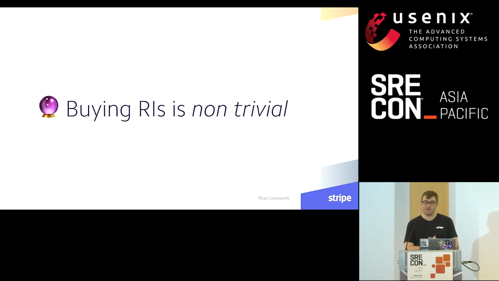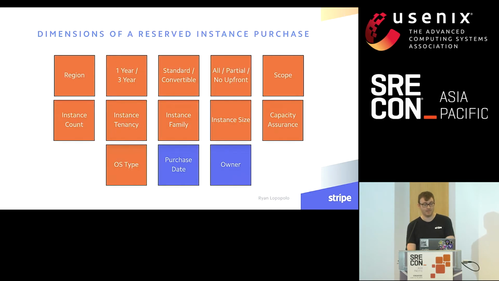That being said, the process of buying these things is a little non-trivial. We sort of lie at the confluence of cloud strategy, bin packing, and capacity planning here. And there's some high dimensionality to the search space that's a little bit difficult to handle. What does that high dimensionality look like? It looks like this. There's 13 dimensions to any reserved instance purchase.